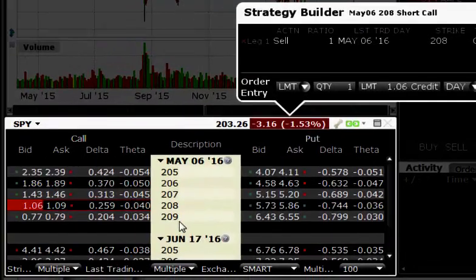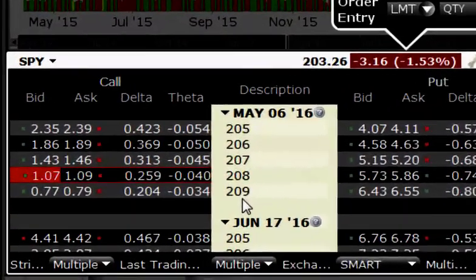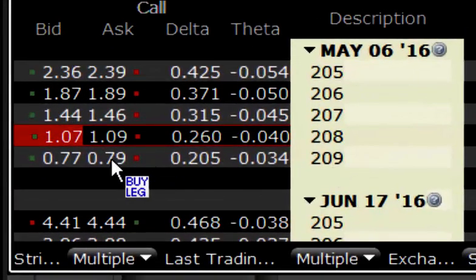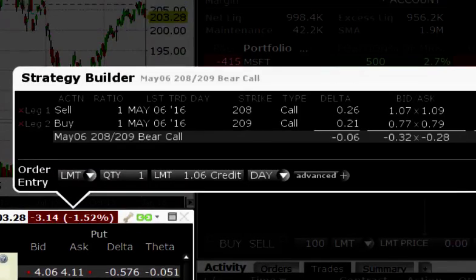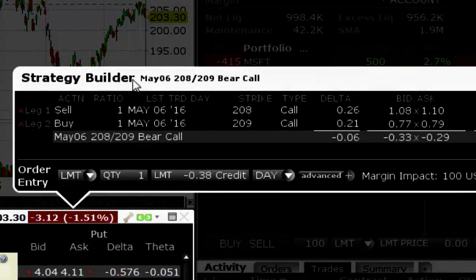Then we need to add the second leg in here, and the second part of the trade is we need to buy the 209 call. So we click on the ask price, and again, as a prompt, it's telling you that you're buying this leg. We click on that, and that transports up into the Strategy Builder. First of all, it's telling you here it's a bear call spread, so it's giving you a hint you've done the right thing.